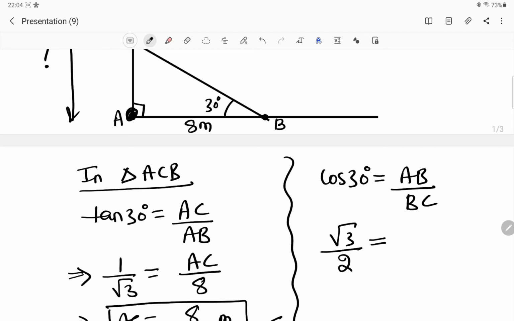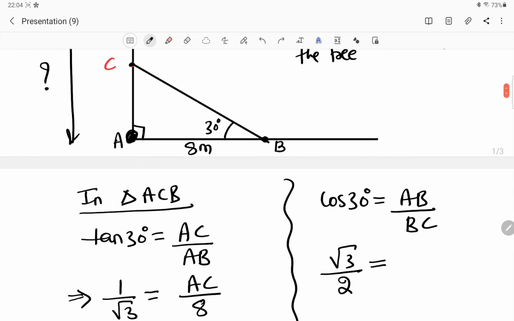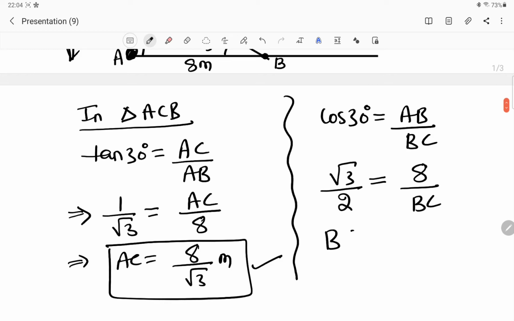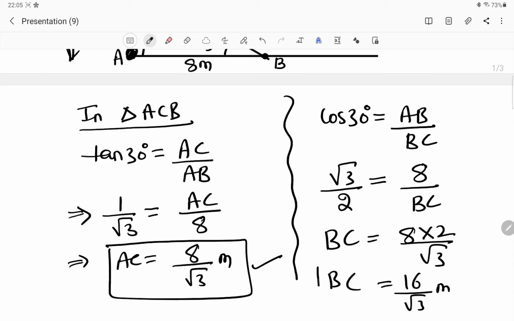Cos 30 means it is going to be root 3 divided by 2. Correct? Now cos 30 degree means root 3 divided by 2, because cos 30 is equal to sin 60. Sin 60 is root 3 by 2, you can remember it like that, that is one of the tricks. And AB is 8 and BC we don't know. So then BC is equal to, I'm going to send BC to this side. So BC becomes 8 into 2 divided by root 3, that is equal to 16 divided by root 3 meter.